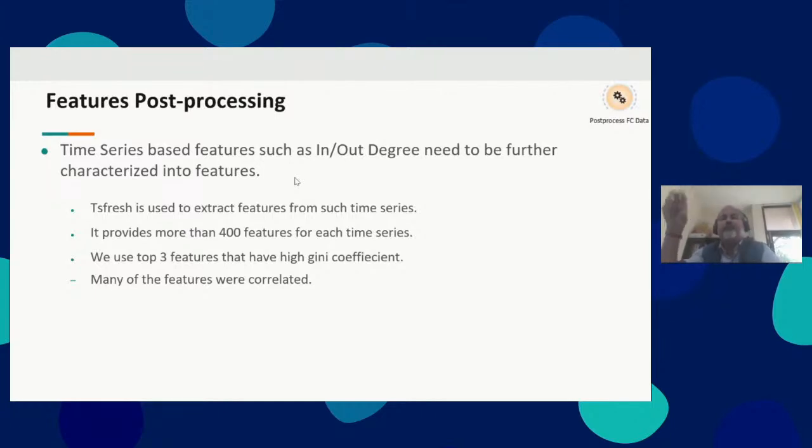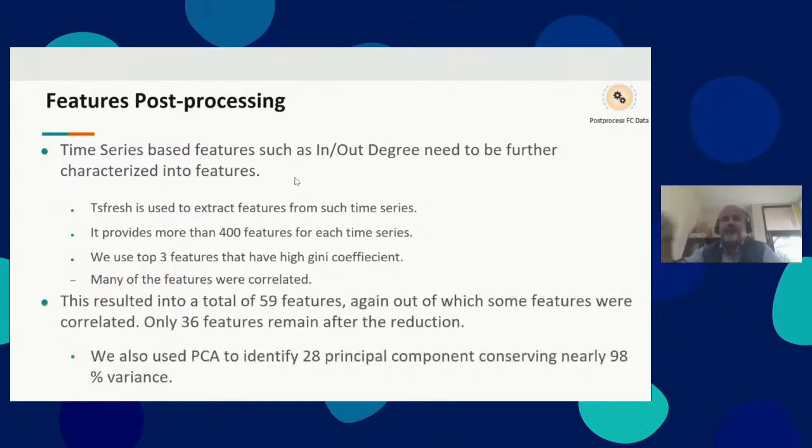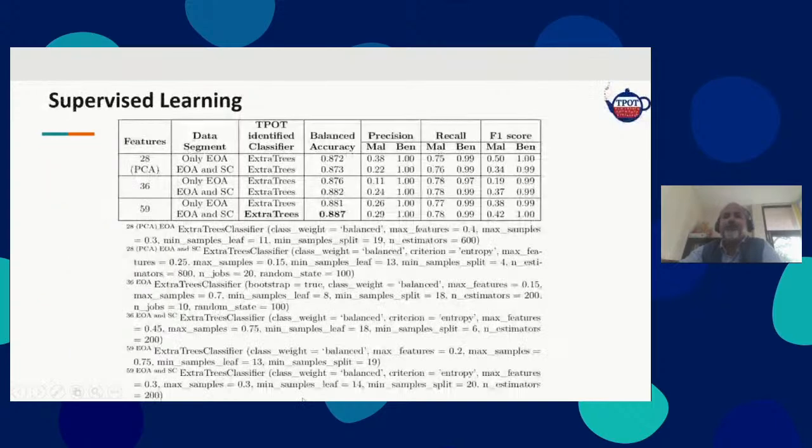The most significant features are kept, and with all this pre-processing, we found a total of 59 features. Some of these features were highly correlated, so we removed them by doing pairwise correlations, and then we get 36 features. And then if we use a machine learning feature reduction mechanism like PCA, the principal component analysis, we can bring it down to 28 principal components.